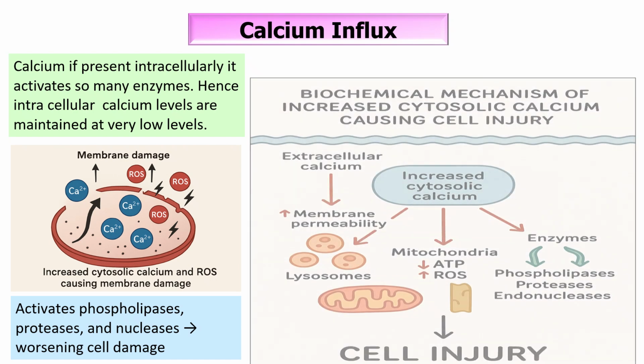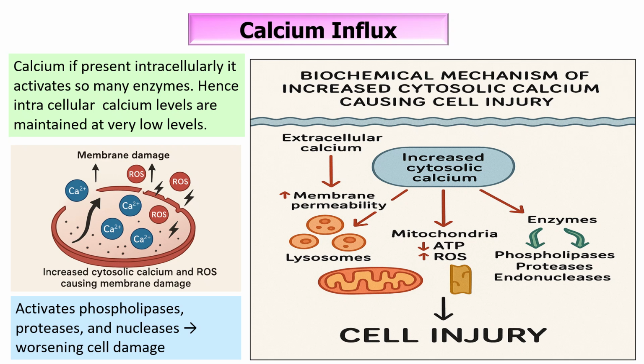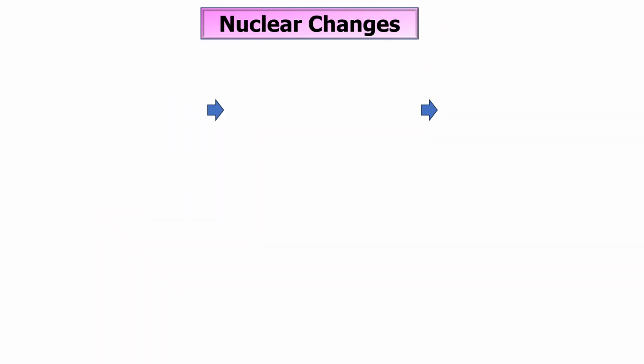So here you can see extracellularly calcium is present usually, but because of increased membrane permeability or membrane damage, this calcium enters into the cell. Now there is increased intracellular calcium. This increased intracellular calcium activates so many enzymes like phospholipases, proteases and endonucleases. It acts on the mitochondria and lysosomes. In the mitochondria, it causes depletion of ATP because ATPases cause destruction of ATP. So there are decreased ATP levels and increased reactive oxygen species, which causes cell injury.